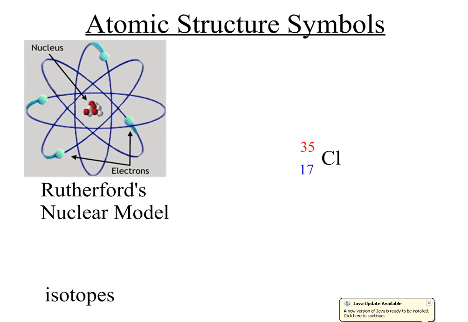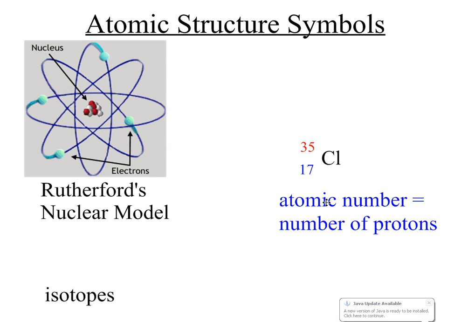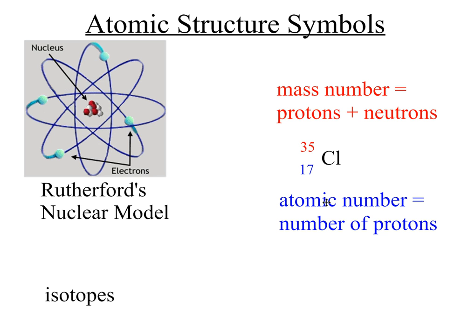All right, over on the right, we see a symbol for the element Cl, which hopefully you recognize as chlorine. The number on the bottom, the 17, is called the atomic number, and that's the number of protons. The number on the top is referred to as the mass number, and that's the number of protons plus neutrons. So if there are 35 protons plus neutrons, 17 are protons, that would leave us with 18 neutrons in the chlorine atom.